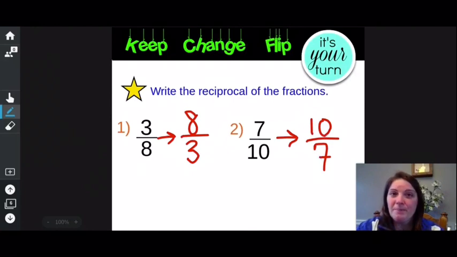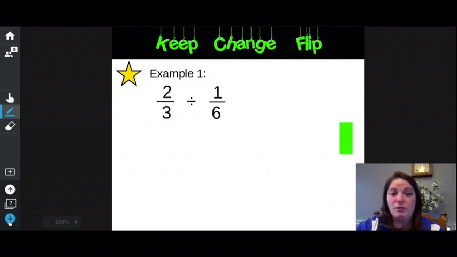How did you do? All right, we need to know how to use reciprocals to divide fractions because of the last step, which is flip. So let's take a look at how to divide fractions. Here's our first example. 2/3 divided by 1/6. Now remember, you can't just divide the numerators, divide the denominators. That doesn't work. All division problems with fractions must get changed to multiplication problems.